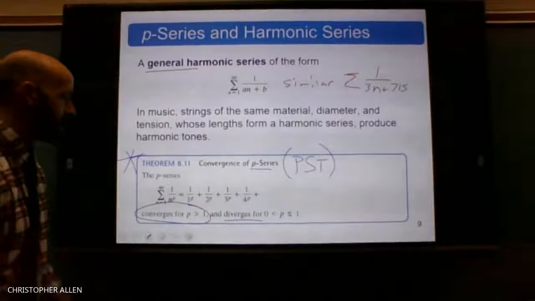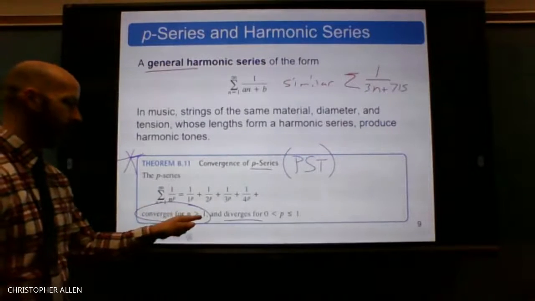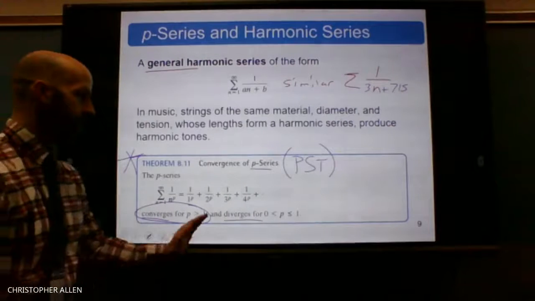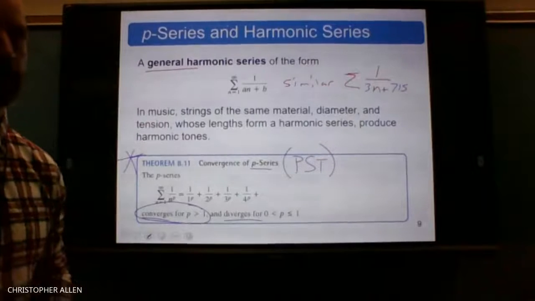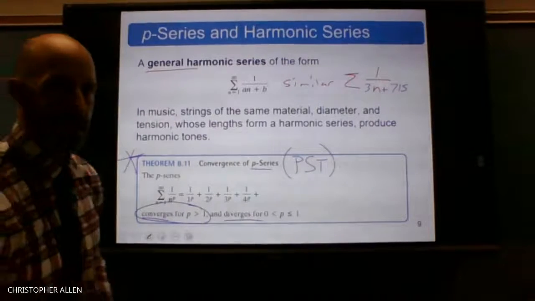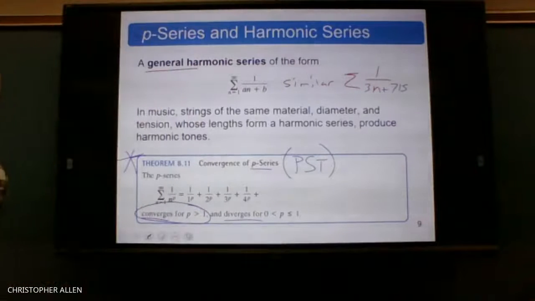Let me say that again. For a P series, if P is greater than 1, it converges. If it is less than or equal to 1, it diverges. By the way, does anybody know why it can't be negative? Why are we not talking about negative?